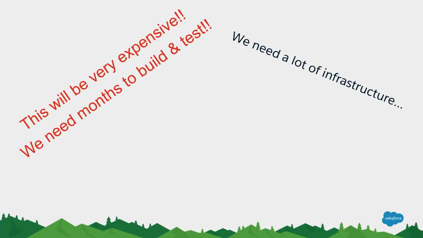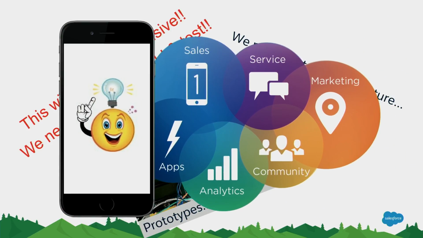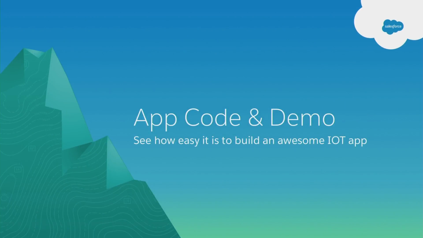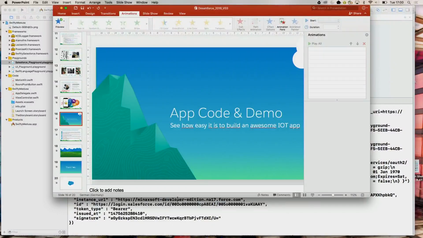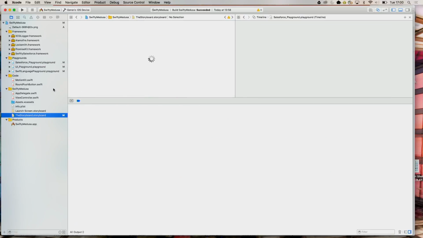So in the normal world, everybody would say, oh, this is so expensive, it will cost a lot of money, we need months to build, we have to build up prototypes, we need a complex infrastructure, we need servers, we need all this stuff. But with the power of the cloud, with the Sales Cloud, the Service Cloud, and then the smartphone, we have everything available. So we can just go straight ahead and simply create an IoT application, we can react on it, and if something happens, then we can very easily create a case in Salesforce. And I will show you now how to do that. So we will go back to Xcode. Okay, so the first thing, wait a second.